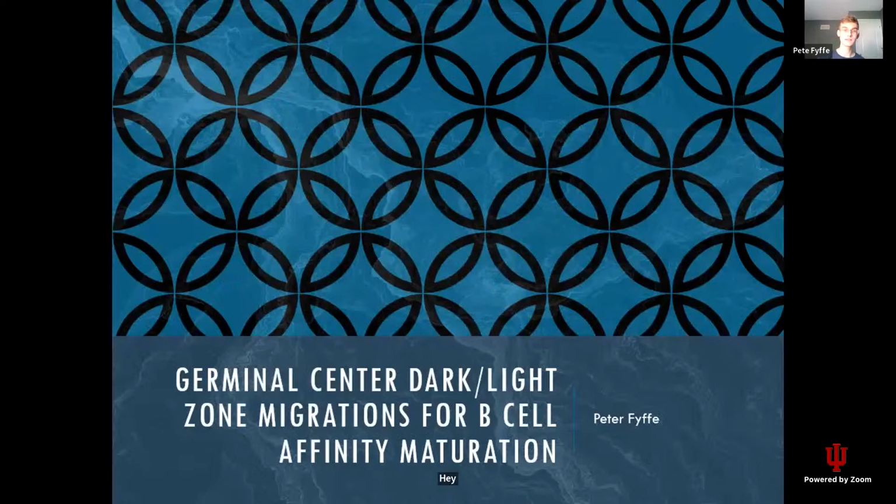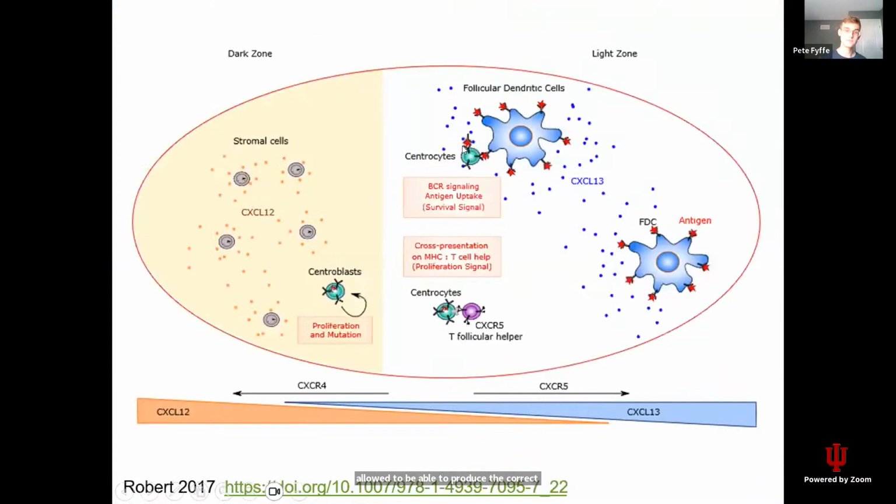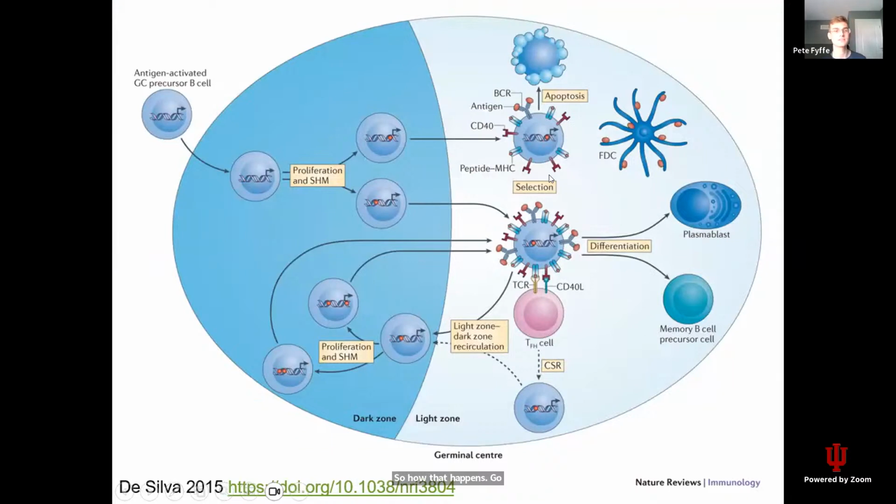So I'd like to talk about the B cells and germinal centers, specifically the adaptive immune system response. So the goal of a B cell is to be able to develop the right antibody that will counteract whatever foreign antigen has come into the body. So when that happens, you start out with some kind of antigen presenting cell that gives a naive B cell that antigen. And then the B cell has to develop the right DNA code that will eventually allow it to be able to produce the correct antibody. So how that happens goes on inside of a germinal center.